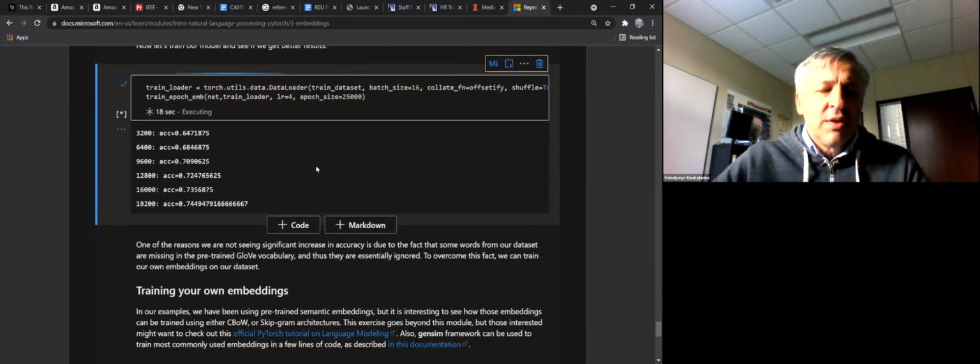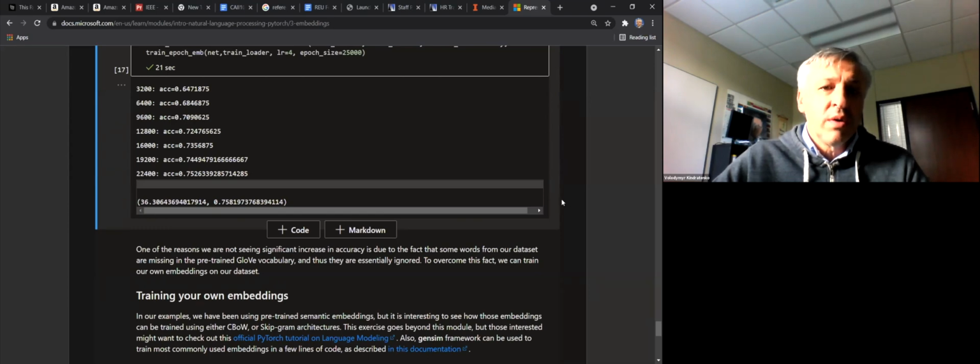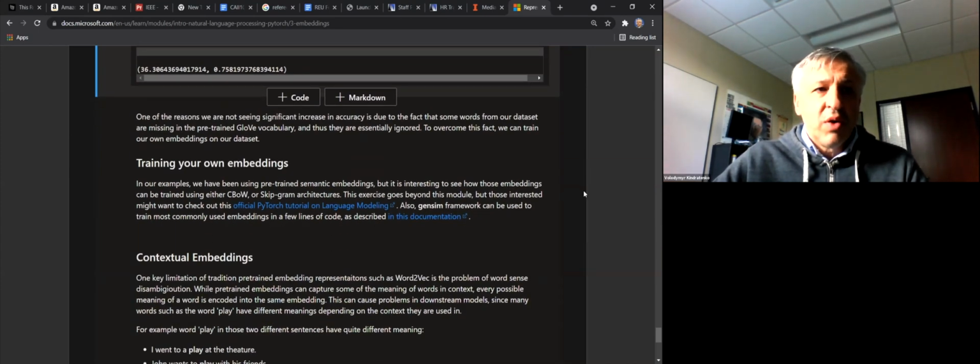One of the reasons why we are not seeing a significant improvement in the accuracy is due to the fact that some words from our data set are still missing in the pre-trained GloVe vocabulary. Even though we tried to remap our data set which we're trying to classify into this GloVe dictionary, there is still some mismatch between the words used. Of course we can come up with our own embeddings. So far we've been using pre-trained semantic embeddings, but embeddings can actually be built for specific tasks and for specific domains, and we perhaps can get much better results because we will build a model which will give a particular weight to the embeddings, built for specific purposes.